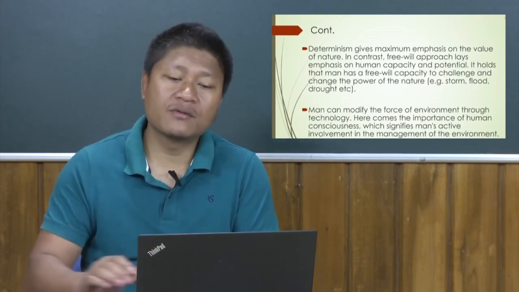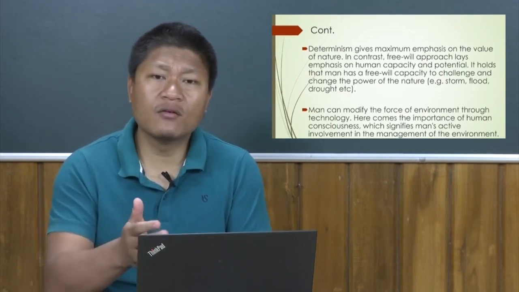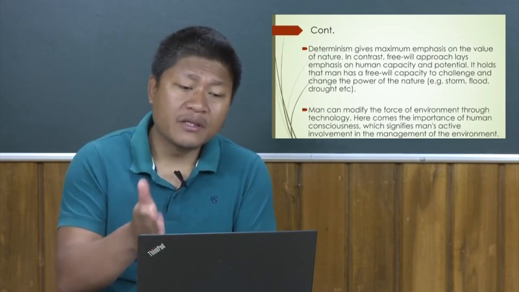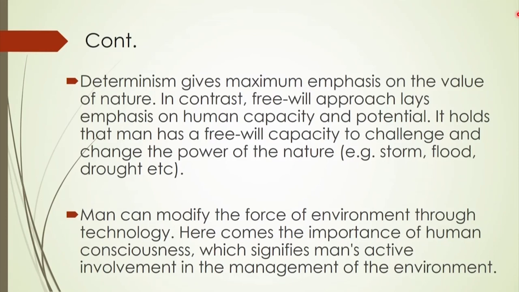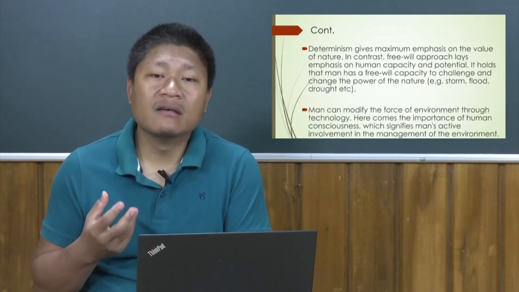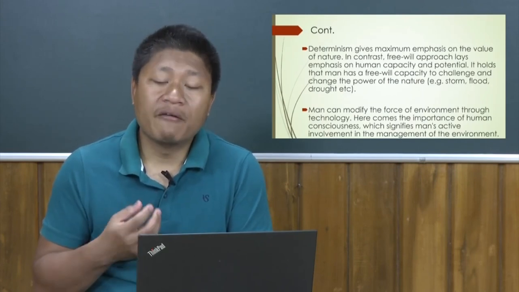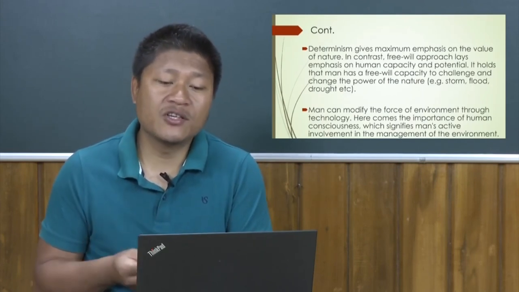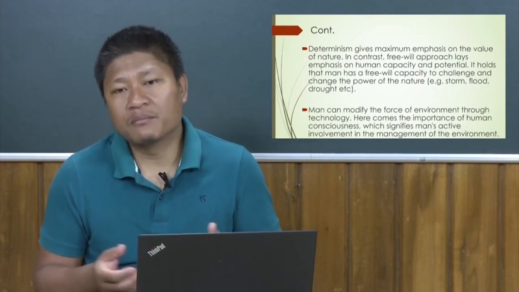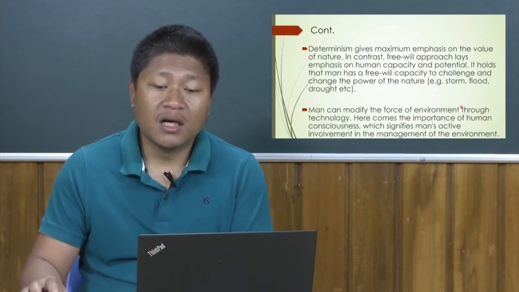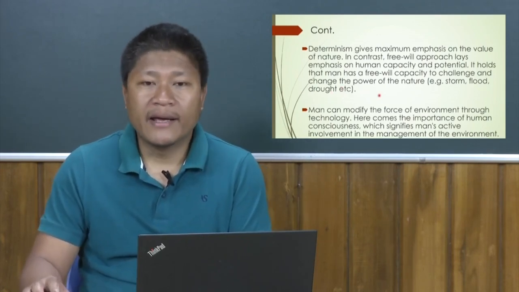Now, in contrast to this, there is something called a free will approach, which lays emphasis on the human capacity and potentials, that is, the individual self. In this, it tends to hold that humans have a free will capacity to challenge and change the power of nature, that is, examples like storm, flood, drought, etc.